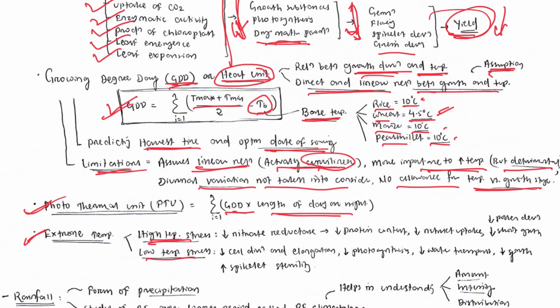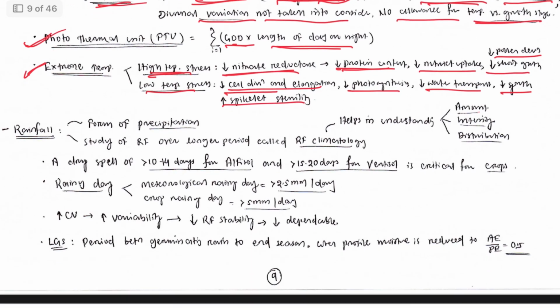During high temperature stress, there is less nitrate reductase activity, less protein content, less nutrient uptake, less shoot growth, less pollen development. In low temperature stress as well, less cell development and elongation, less photosynthesis, less water transportation, less growth, and more spikelet sterility you can observe.